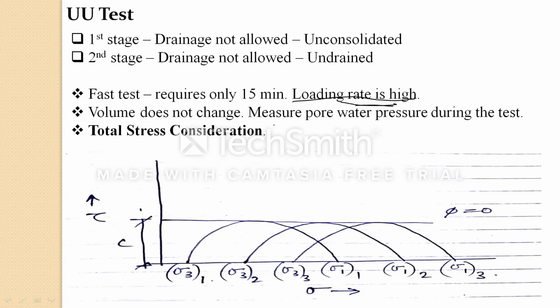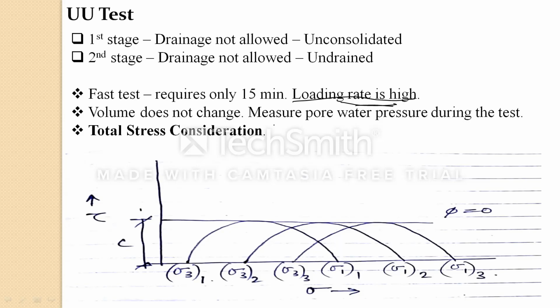I have told you that it is very difficult to measure the excess water pressure in the site, but in the lab, you can measure the excess water pressure by some apparatus. So in the UU test, the volume does not change, so you don't have to measure the volume change. But we have to measure the change in the excess water pressure during the test, from time to time. Clear?